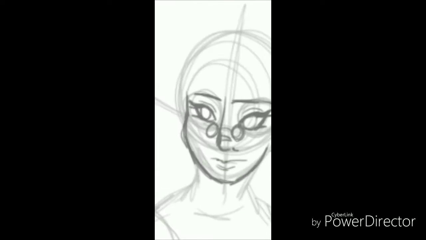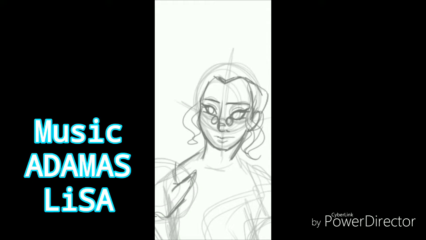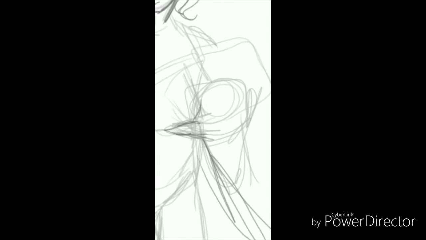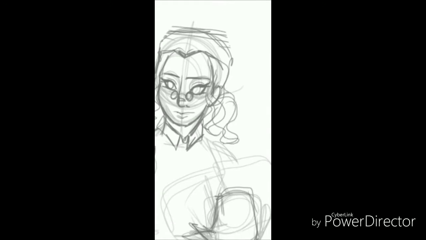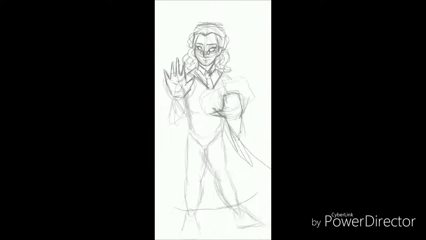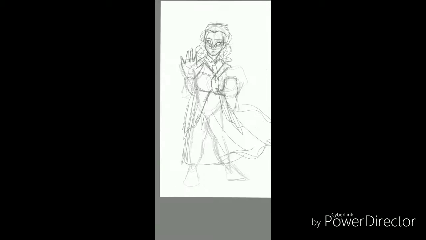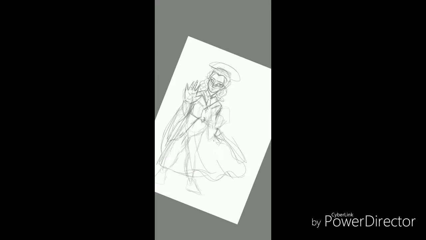And this time, we're doing some more SAO fan art, and it's more Alicization art, and I'm back at it again. I actually am doing Cardinal. Now, Cardinal is this character who basically is the cardinal system of the underworld, which is the new virtual world Kirito gets into this time around.